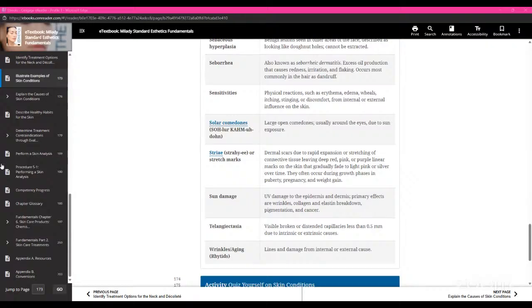Striae, or stretch marks, okay? Dermal scars caused by rapid expansion. There are oils and creams and things like that that try to bring everything together. A growth spurt, puberty, pregnancy, and weight gain are all causes of stretch marks as well. That has been an issue with many individuals.